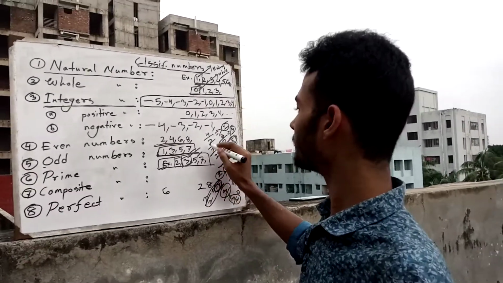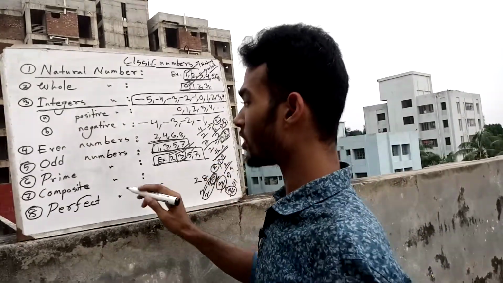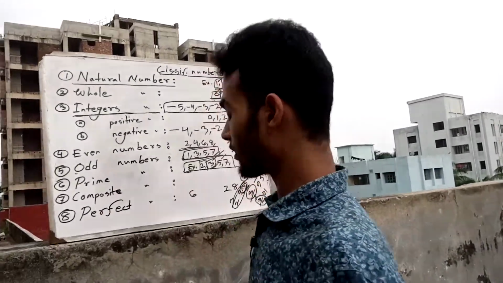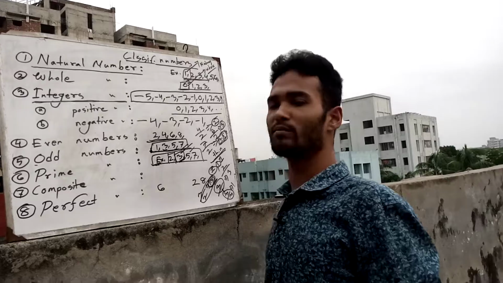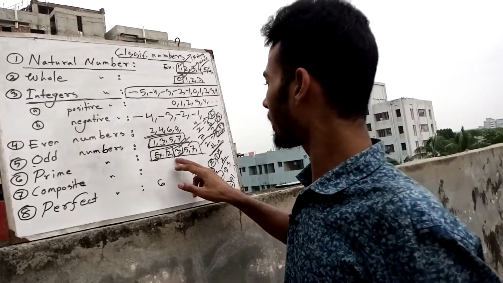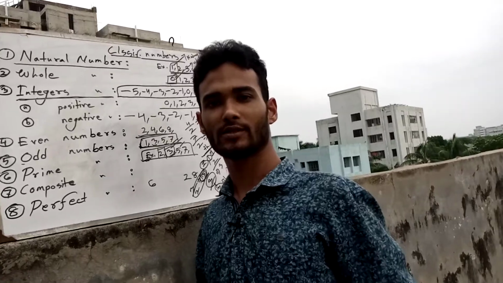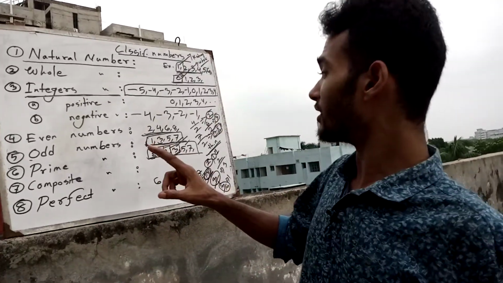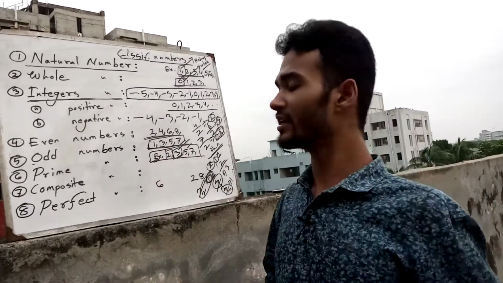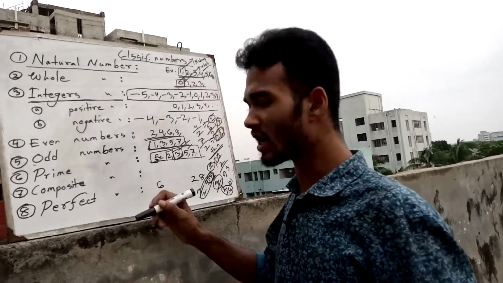Then go for 5. Check it yourself. Then composite numbers. All the numbers except the prime numbers, which have more than 2 factors, are called composite numbers.